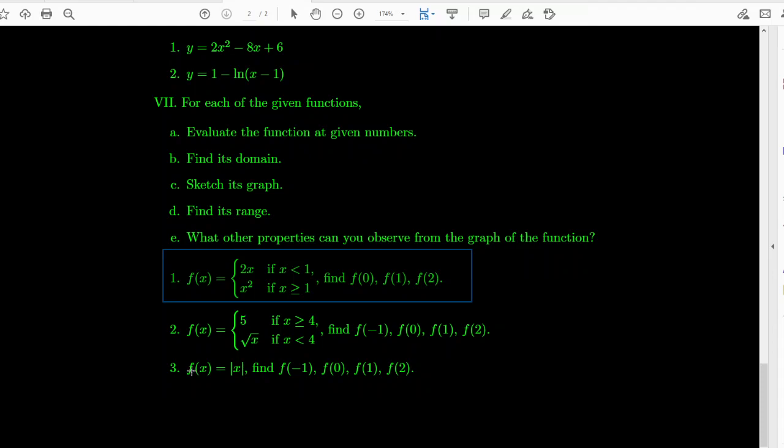Now look at the requirement of the function. To understand the function, we are trying to answer 4 questions: how to evaluate the function, how to get the domain of the function, how to get the graph of the function, and also how to get the range of the function. So don't worry too much about question E yet. We'll only answer 4 questions.